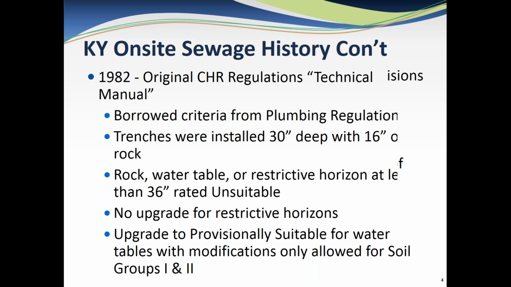In 1982, the original CHR Regulations Technical Manual was developed. It borrowed some criteria from plumbing regs. Trenches were installed 30 inches deep with 16 inches of rock. Rock, water table, or restricted horizon that was any less than 36 inches was considered unsuitable, and there were no upgrades for restrictive horizons. Upgrade to PS for water tables, with modifications only allowed for soils groups 1 and 2. We've come a long way since then.